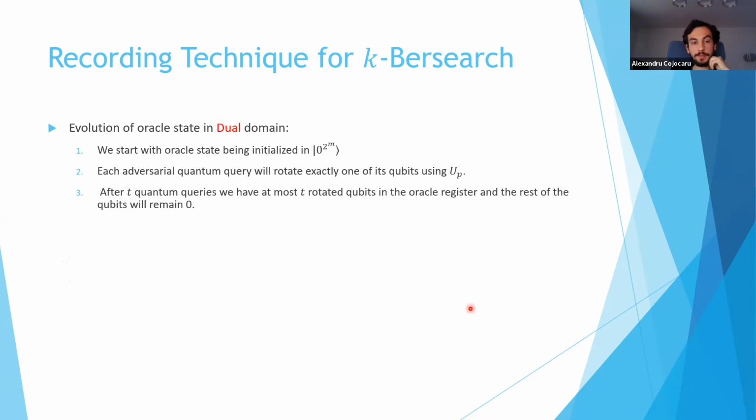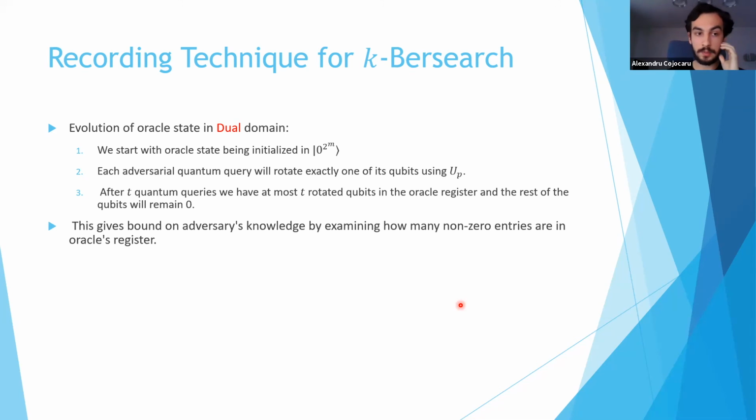So now with this observation, we can also keep track of the evolution of the oracle state in the dual domain as we had in the uniform case. As before, we will again start with the oracle state initialized in the all zero state. The main difference is that while before we had switching between 0 and 1 with each quantum query, now we will essentially rotate one of its qubits using this unitary UP. This means that after T quantum queries, we will have at most T rotated qubits in the oracle register, and the rest of the qubits should remain 0.